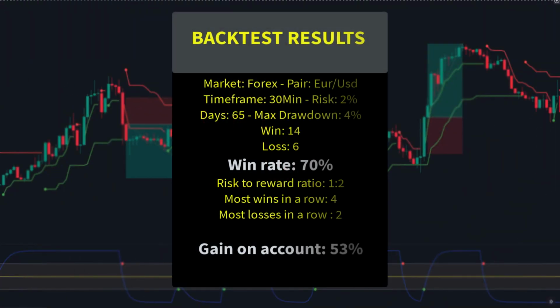These are the results of the backtest. The strategy has been tested on the Forex market and the euro-dollar pair. The time frame is 30 minutes and the risk per trade is 2%. The win rate is 70% and the maximum drawdown is 4%. We increase our account size by 53%. Finally, the length of the backtest has been 65 days.